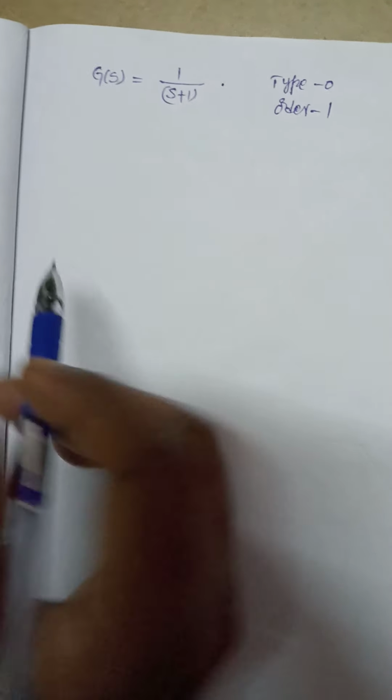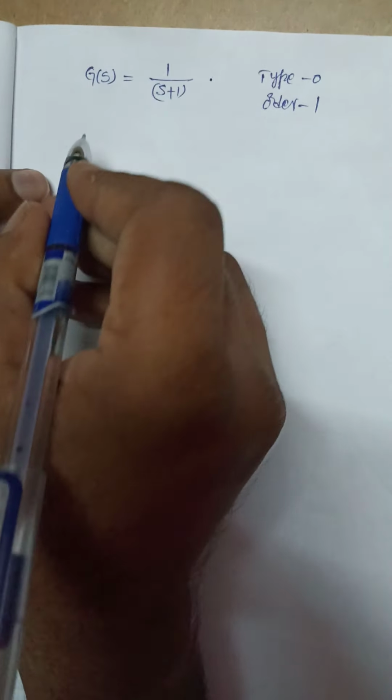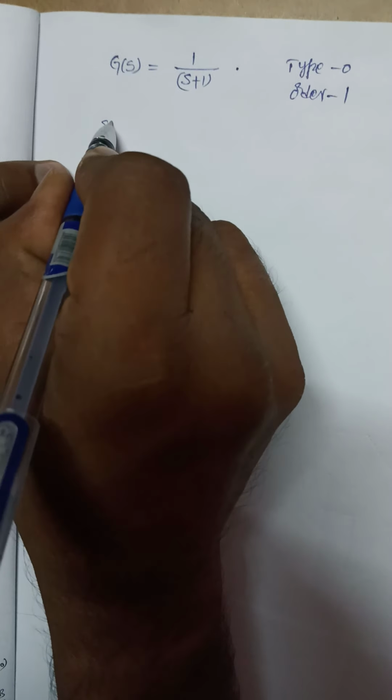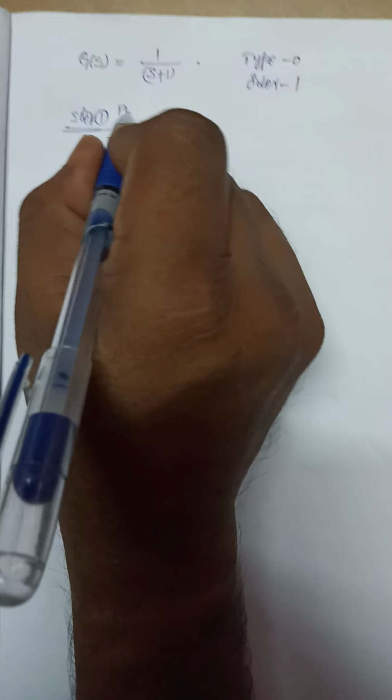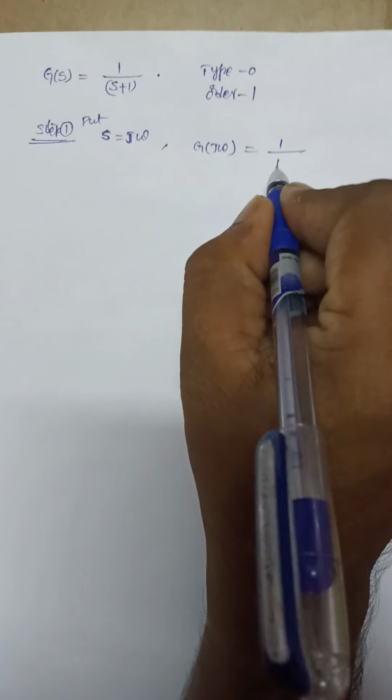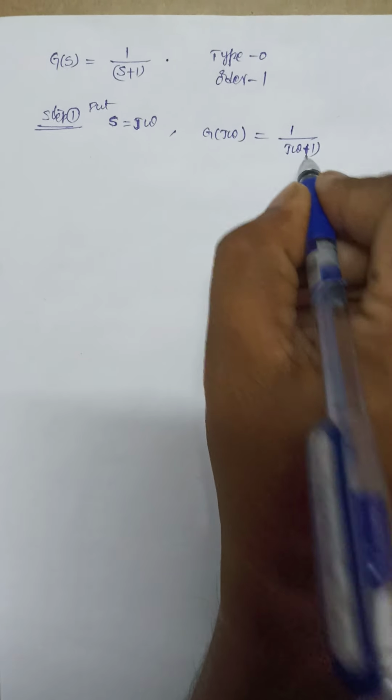Okay. So for this, I am going to draw the polar plot. So how to draw the polar plot? The first step, step 1, is to replace s with j omega. Put s equal to j omega here. So G(j omega) is equal to 1/(j omega + 1).